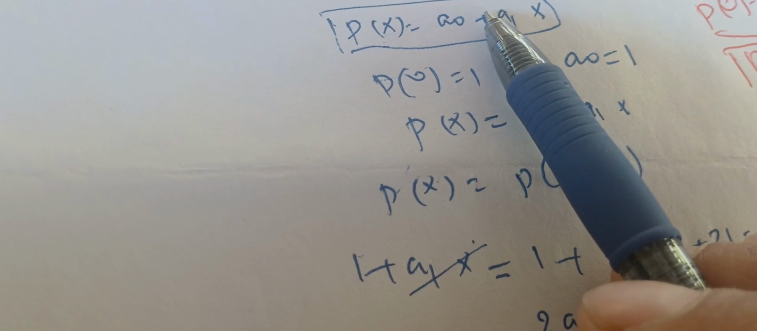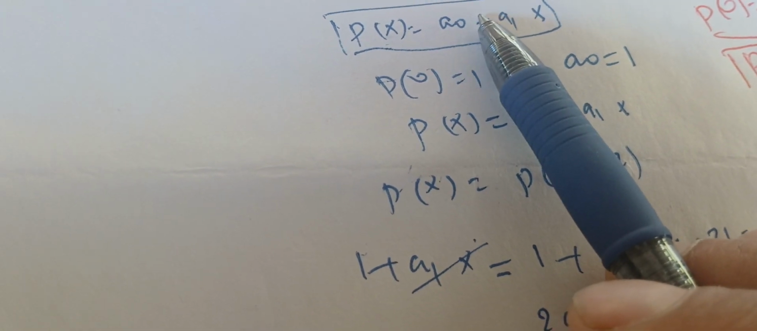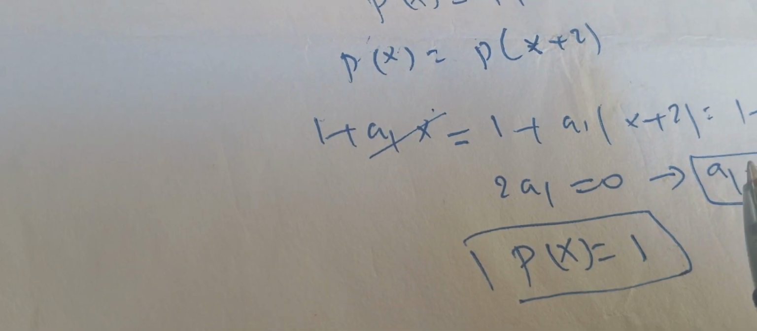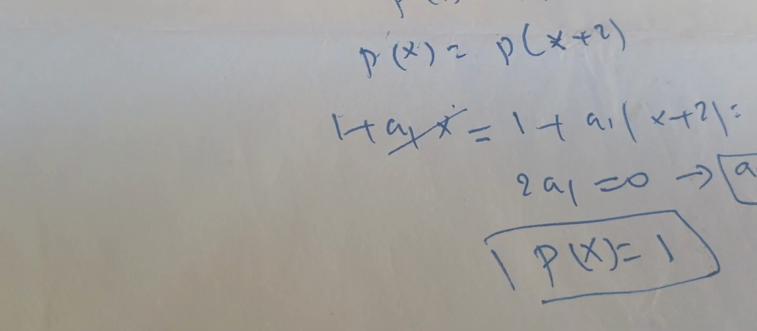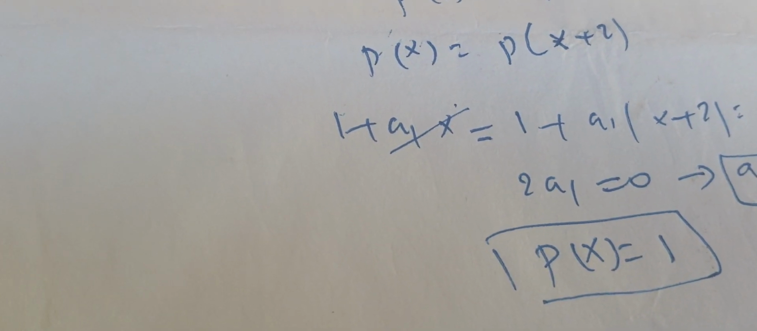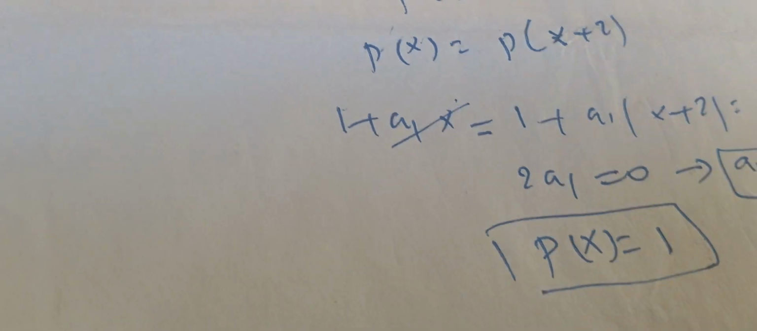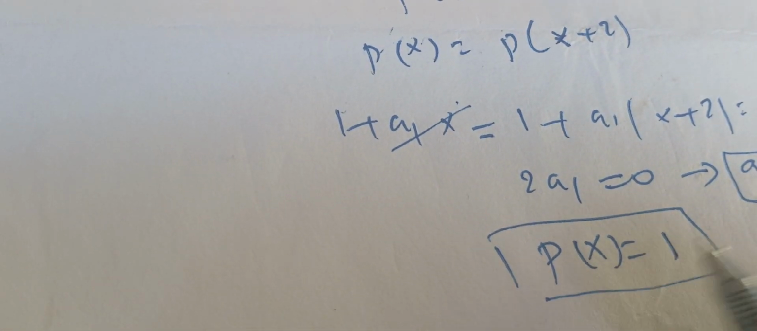So if we set the solution as a polynomial of degree 1, we see that we get back to the constant polynomial. Therefore, we believe that the only solution is the constant polynomial, which is this one here, given by p(x) = 1.